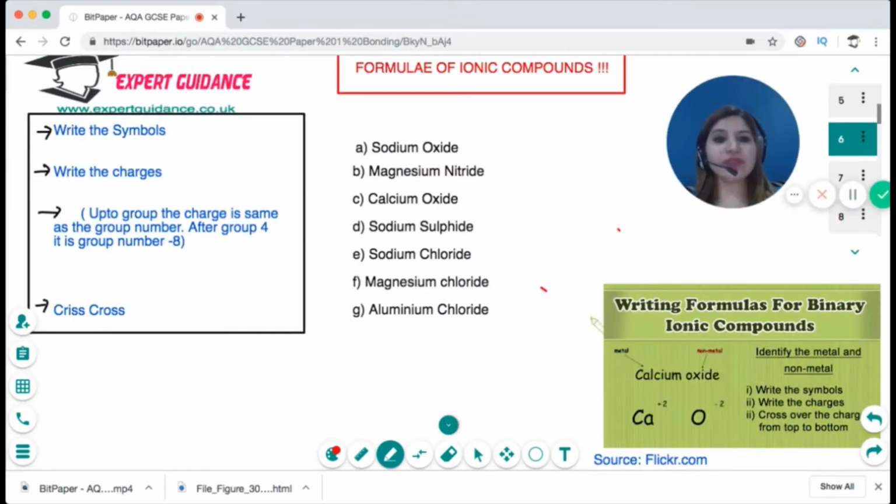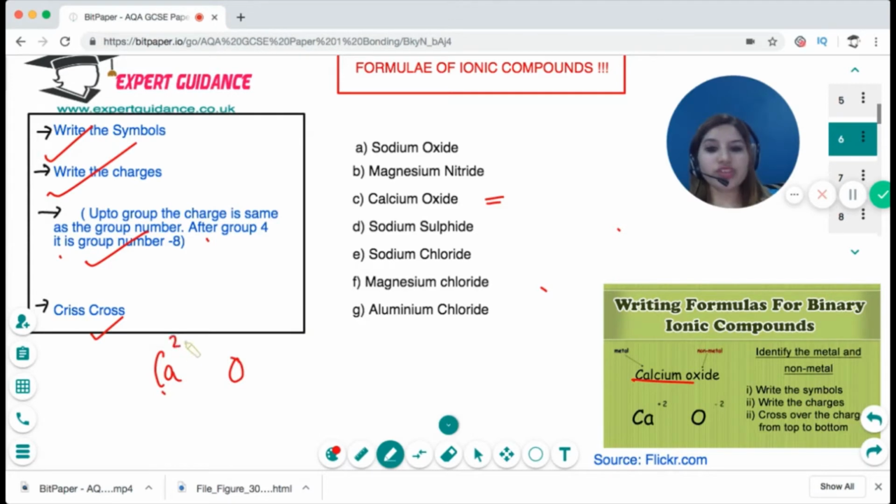Now next is how to write the ionic formulas. To write the ionic formulas, the steps are: you write the symbol, write the charges. Up to group 4, the charge is the same as the group number. After group 4, it is the group number take away 8, and then do the crisscross. For example, calcium oxide. Write the symbol, so that is Ca. Calcium is in group 2, so the charge is 2+. Oxygen is in group 6, so 6 minus 8 gives a 2- charge. Since both charges are the same, they cancel, so the formula of calcium oxide is CaO.